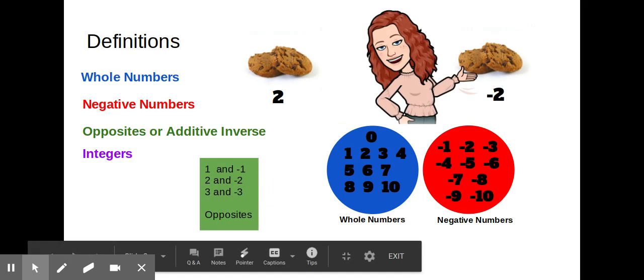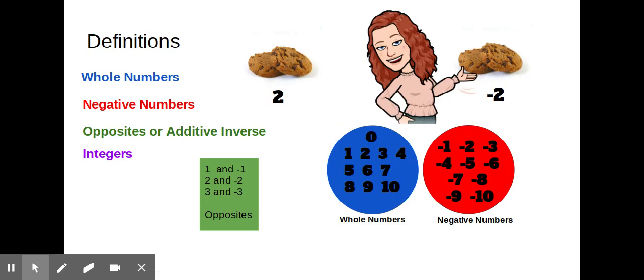So 1 and -1 are opposites. 2 is the opposite of -2. 3 is the opposite of -3, and so on. These are called either opposites or additive inverses. Both are correct terms.